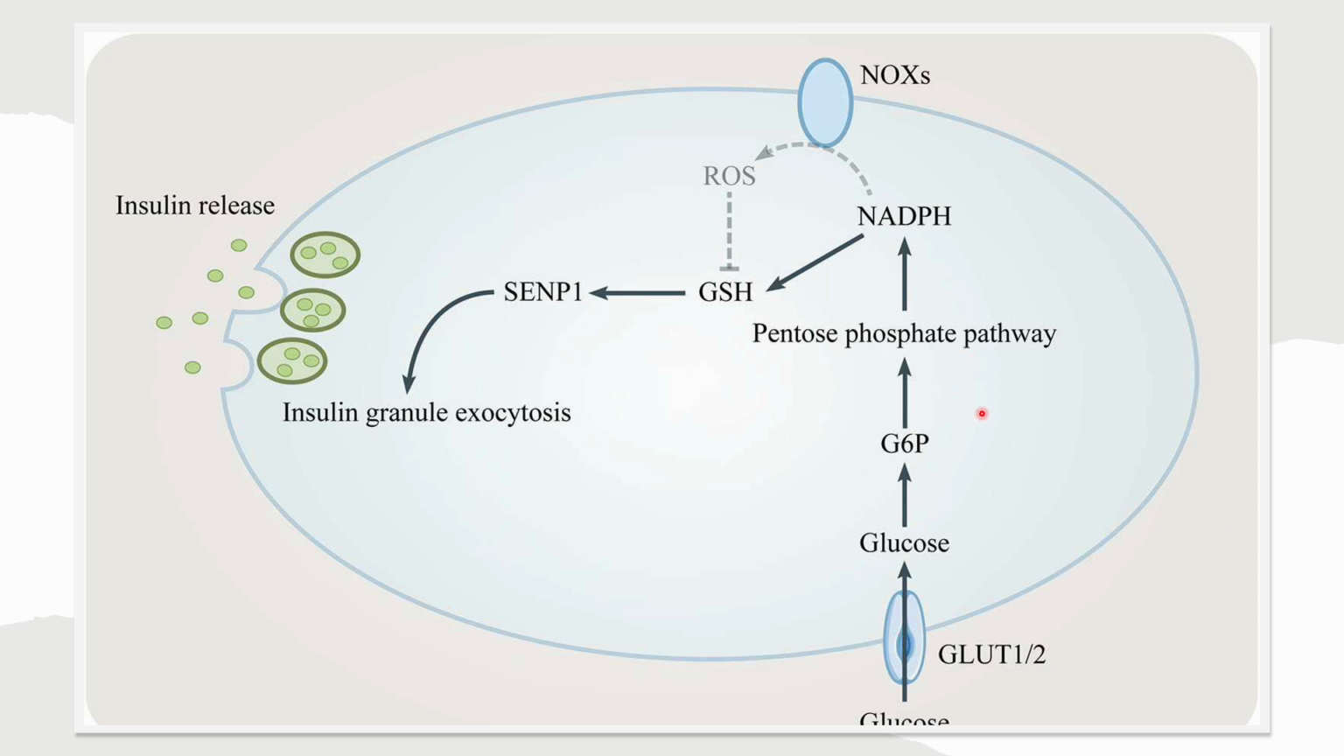So this figure is also from the paper, and you can see here that NADPH from the pentose phosphate pathway converts oxidized glutathione to reduced glutathione right here, and GSH elicits insulin granule exocytosis via SNAP1. However, NADPH might inhibit insulin secretion by promoting NADPH oxidases, which is this right here.